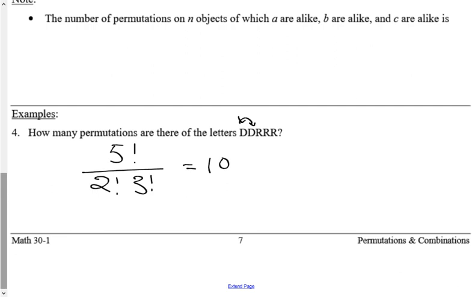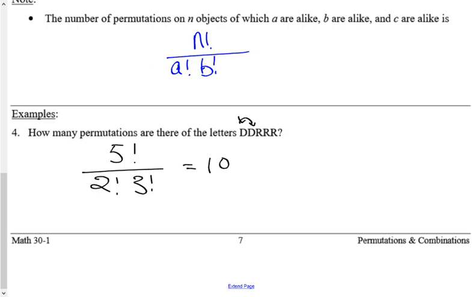So in general, the number of permutations on n objects would be n factorial, but if a of them are alike, kind of like down here, 2 of the d's were alike, I'm going to put an a factorial, because a would represent how many of object 1 look exactly the same. And if b are alike, then I'll have a b factorial.